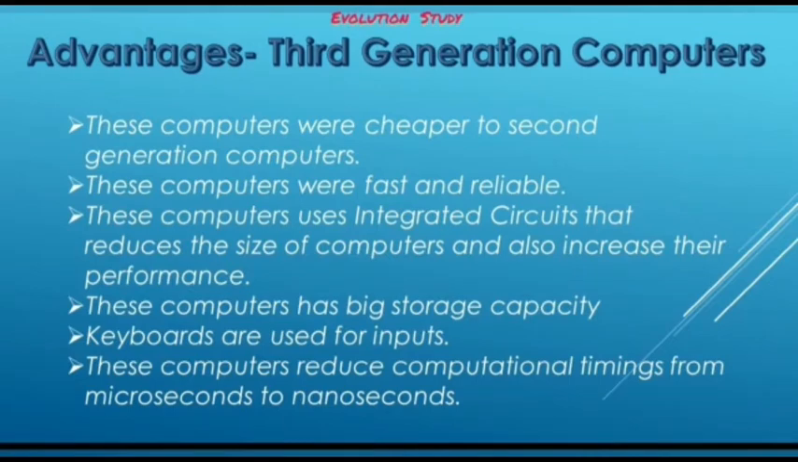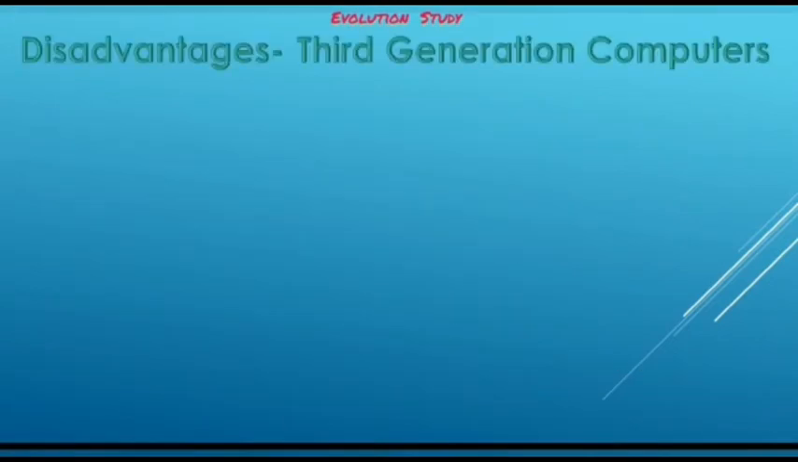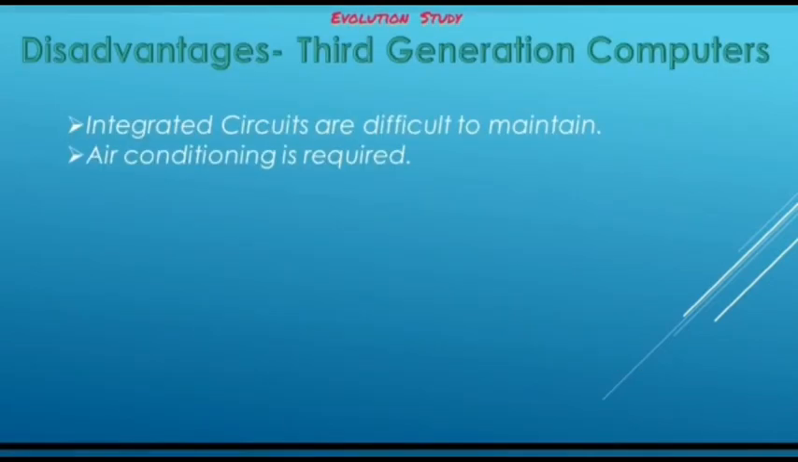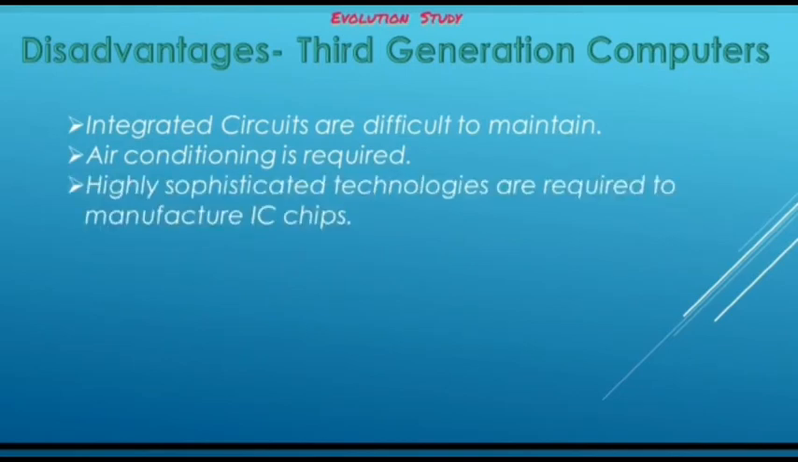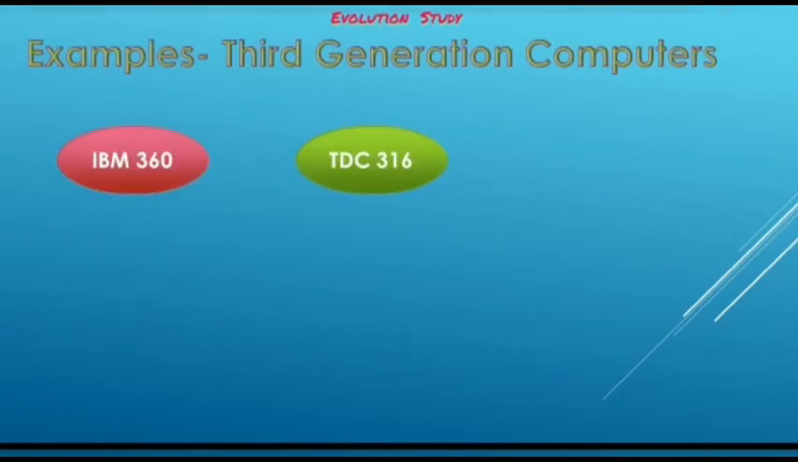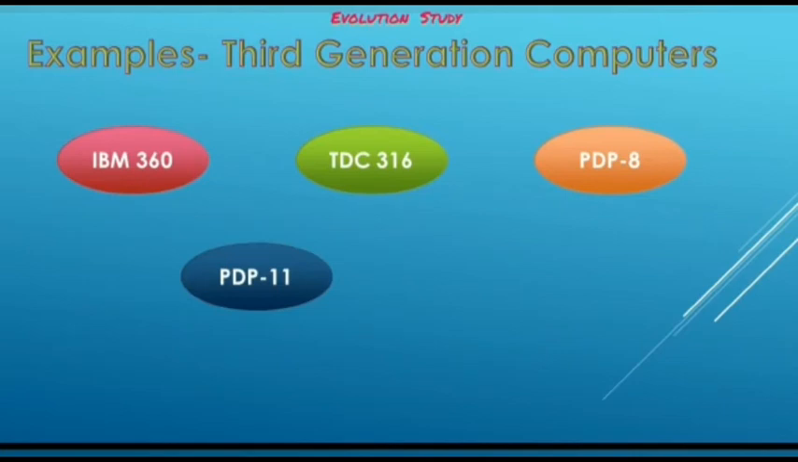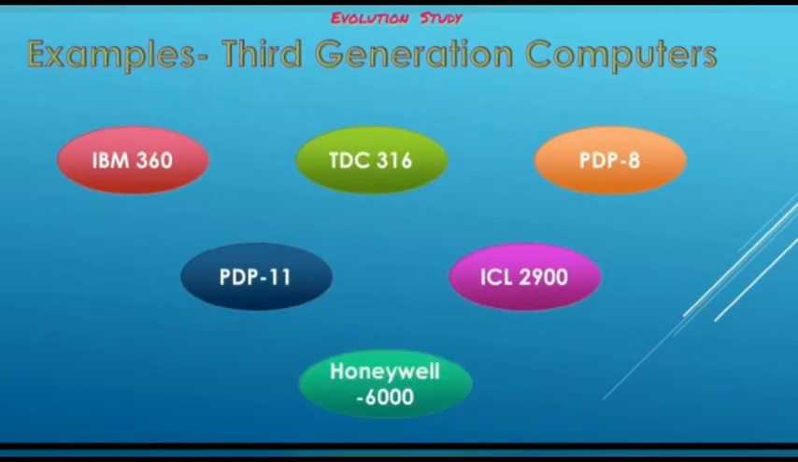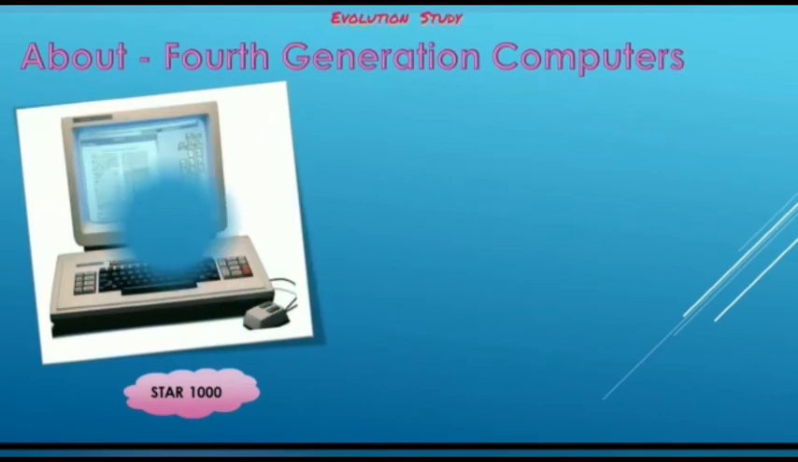Now the disadvantages. The integrated circuits are difficult to maintain. Air conditioning is required. Highly sophisticated technologies are required to manufacture the IC chips. Examples of third generation computers include IBM 360, TDC 316, PDP-8, PDP-11 and ICL 2900. Honeywell 6000. Now what about the fourth generation computers?